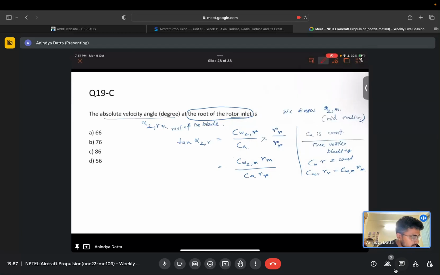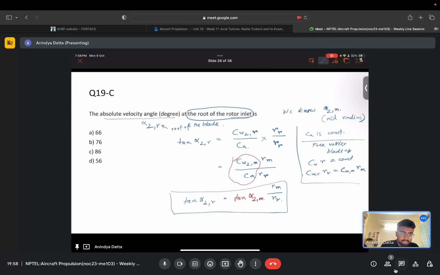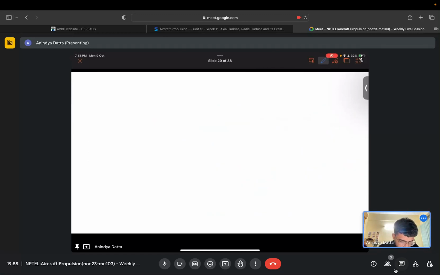Okay, so now what is this? The whirl component at the mean radius divided by axial velocity. This should be equal to tan of the absolute velocity angle at mean. And this is Rm by Rr. So this is our tan alpha 2 at the root. Okay, got it. Next we have to find out all these things.